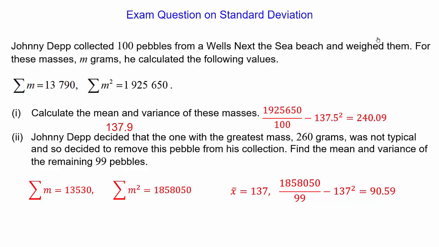And then the new variance is the sum of the squareds divided by 99, take away our new mean squared, which gives us a surprisingly lower 90.59. Does it make sense that it's that much lower? Well, I guess we were taking away the biggest one, and so we have then made the variance much smaller. So I guess it does make sense.